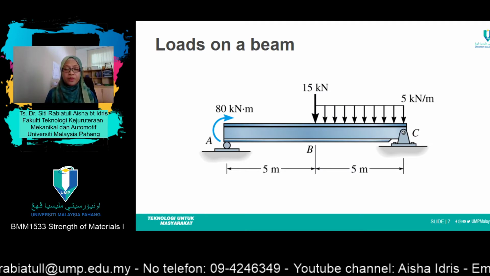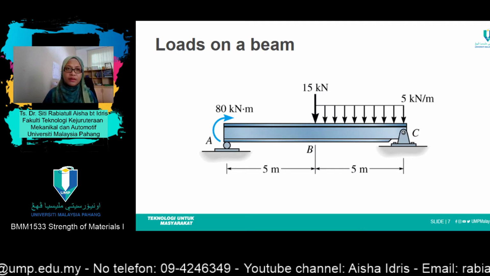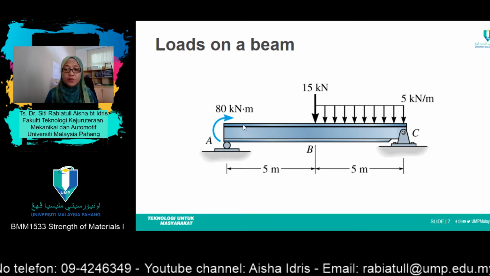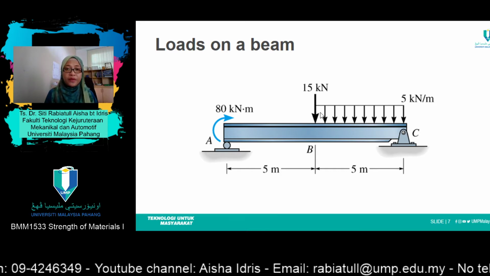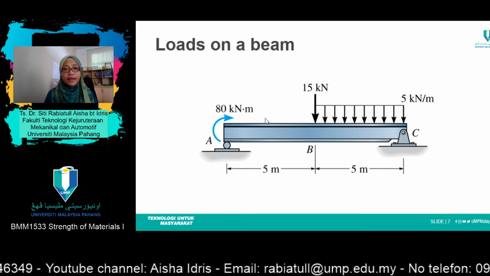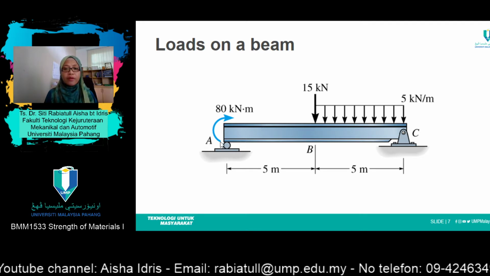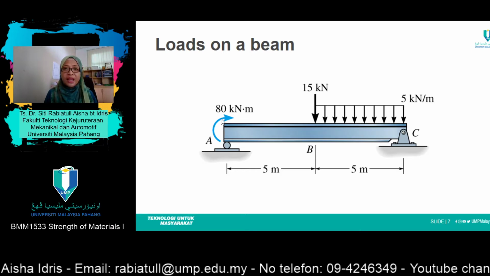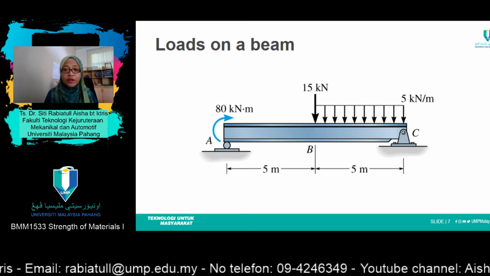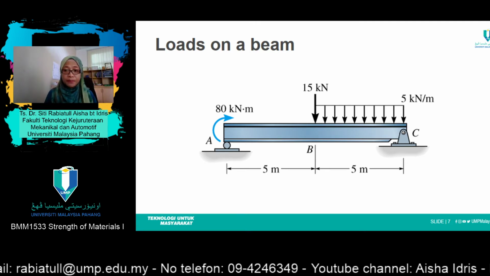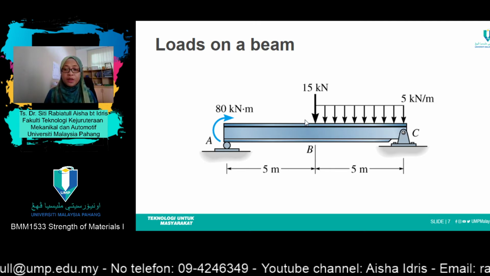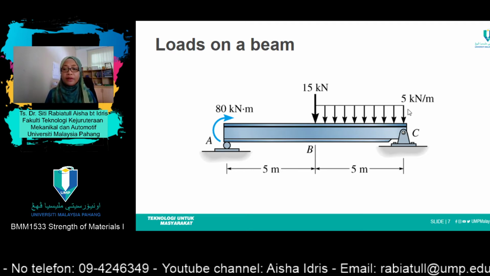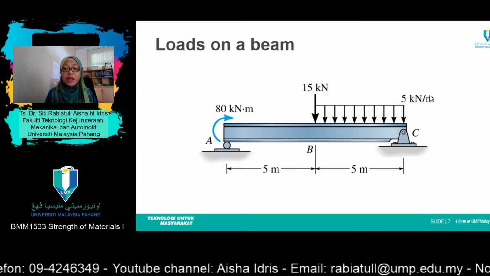Loads on the beam. Before this we have learned that there are several types of loading. This is a shear force, a point force of 15 kilonewton, and the other one is a moment, which equals 80 kilonewton meter. And there is another type of load which could exist on the beam, the uniformly distributed load, and the value, if you look here, equals 5 kilonewton per meter.